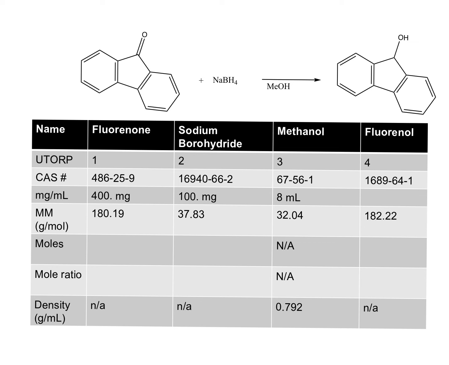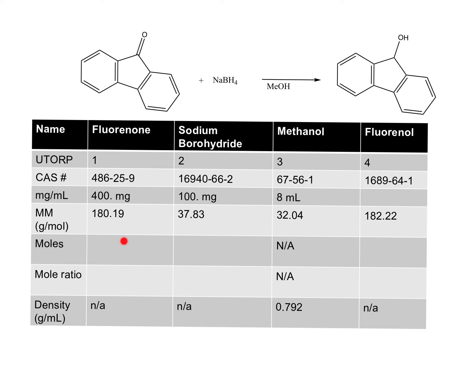Okay, and then I guess the other thing I should point out, we want to include the moles and the mole ratio for the compounds that are actually reacting or being produced in the reaction. And so methanol is just a solvent. It's not directly involved in the reaction. And so that's why I've written NA for the moles and the mole ratio, because it's not actually reacting, it's just serving as the solvent. But the fluorinone and the sodium borohydride are reagents. The fluorinol is the product, and so I need to figure out the moles and the mole ratios for those.